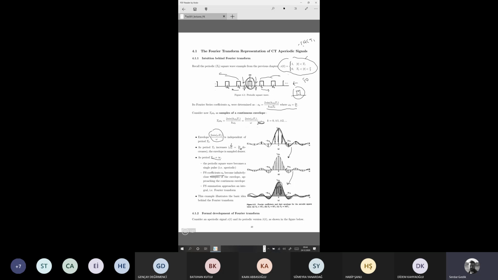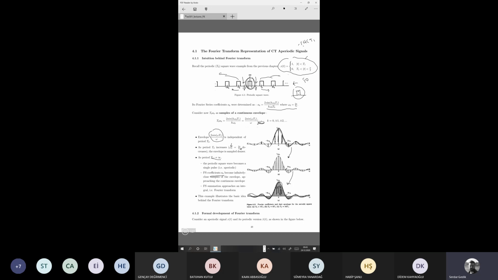We started with the envelope of the Fourier series coefficients, and as the period goes to infinity, I have a single pulse. So the periodic signal and the signal which is a mere pulse become equal, and the Fourier series coefficients have a continuous envelope. The Fourier series coefficients are, in other words, transferred to the Fourier transform.